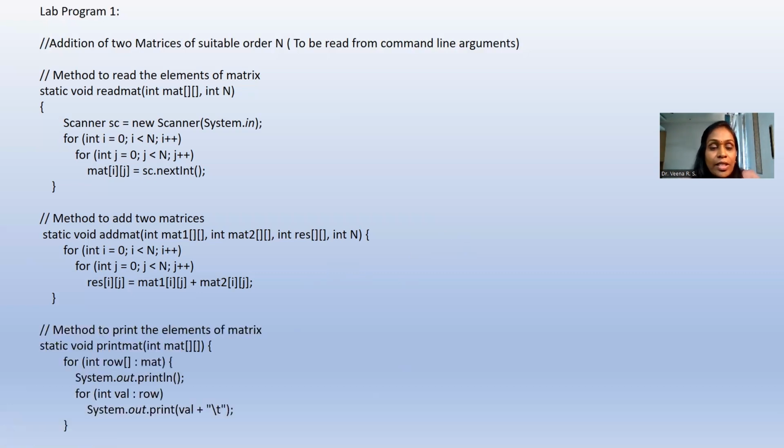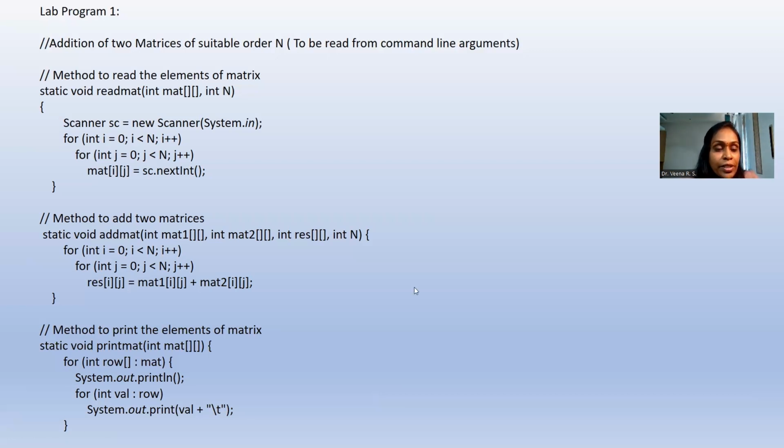And the third method is to print the elements of a matrix. So printMatrix is the name of the method, and that is also defined as a static one because you will be calling this method within the main method, which is of type static. And we are passing only one argument here because I want to just print whatever matrix I pass to this particular method, and that matrix should be displayed on the screen.